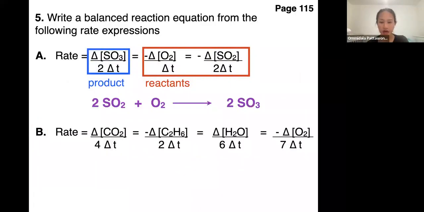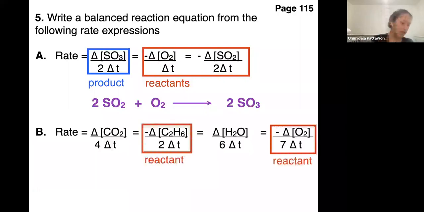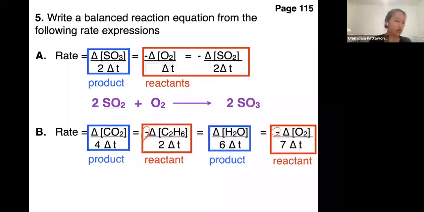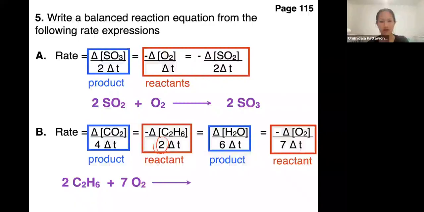So the species that are reactants would be these because they contain a negative sign, right? And then the products would be these 2 because these have a positive sign in front of the change. Okay, so now what we have is going to be the reactant C2H6, right? And 2 of them, right? Because this is going to become the coefficient. Add to 7 oxygen, to become 4 carbon dioxide and 6 water.